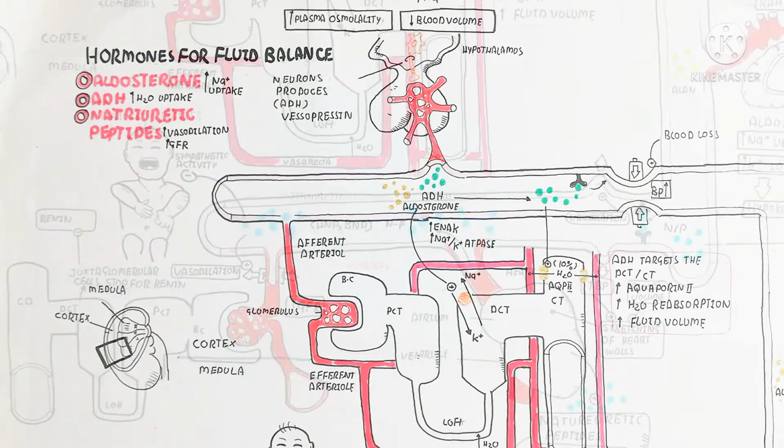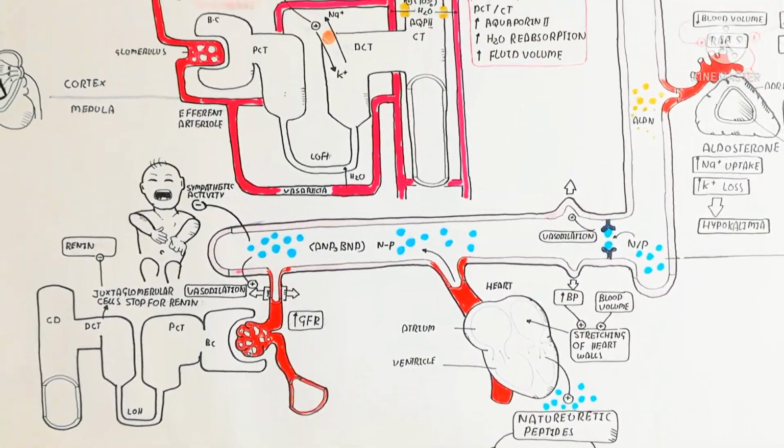So that was the overview of the hormones for fluid balance in the blood.